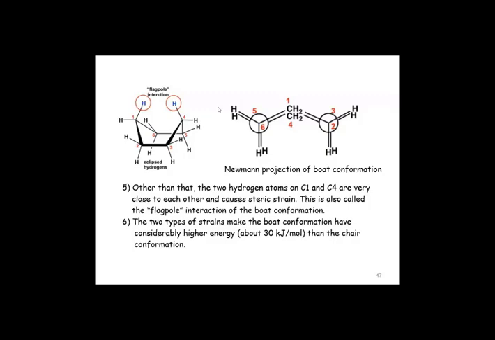The two types of strains which make this boat conformation have considerably higher energy than that of the chair conformation are the flagpole interaction and the eclipsing of all the hydrogen atoms. They lead to an energy difference of 30 kilojoule per mole as compared to the chair conformation of cyclohexane.